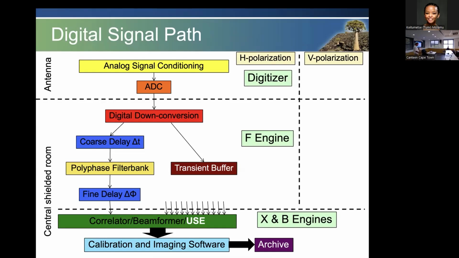You have to put in a delay because you've got an array of antennas, and the radio waves are coming in from a certain direction. There's going to be different geometrical delays to the different dishes depending on where they are. You have to back that out. And then, very importantly, you have to channelize the signal.